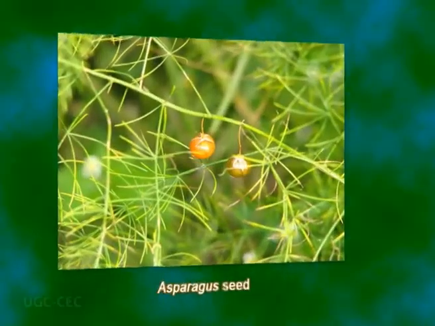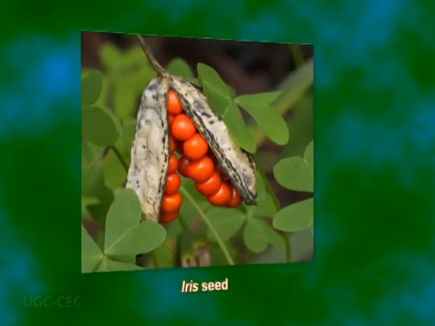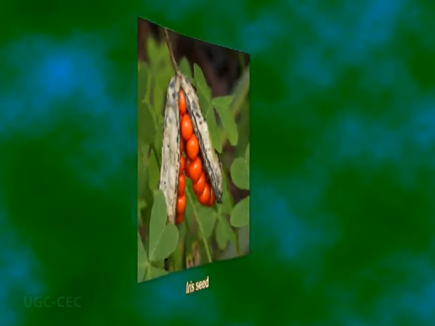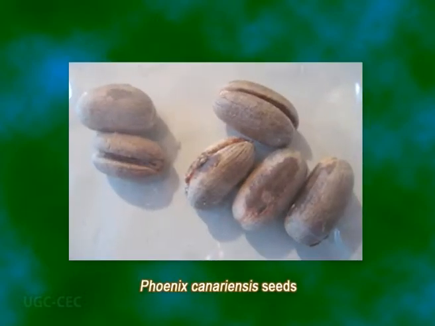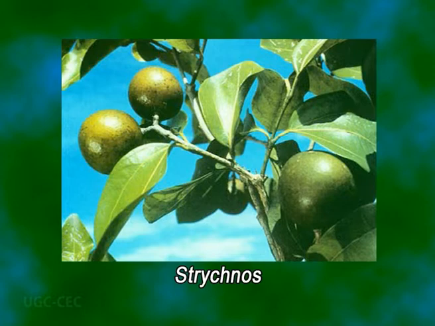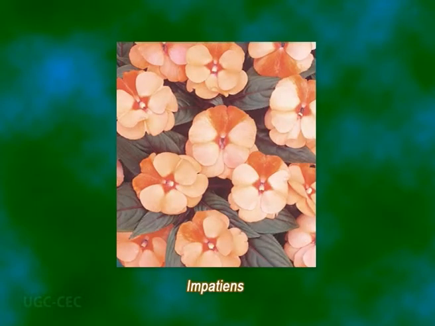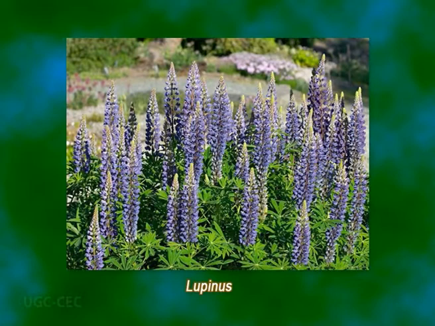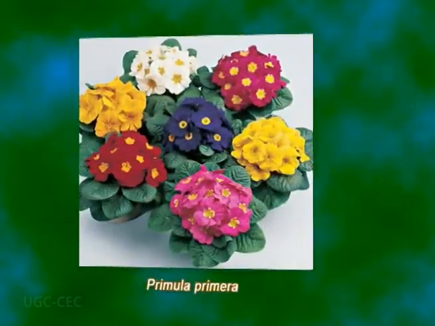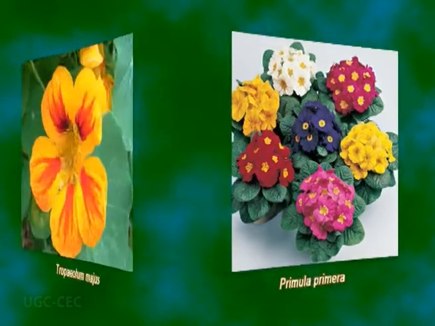In some seeds, carbohydrate reserves appear as thickened walls composed mostly of hemicelluloses, giving mannose and other monosaccharides. This type of storage occurs in endosperm of asparagus, iris, phoenix, strychnos, or cotyledons of impatiens, lupinus, primula, and tropaeolum.